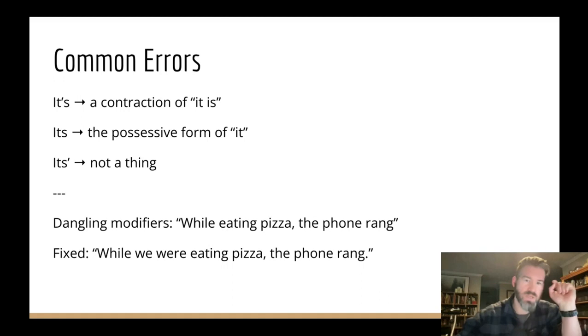Then last little one here is a dangling modifier, another grammar word, but if I read this first example, while eating pizza, the phone rang. Technically, what that says is that while the phone was eating pizza, it rang. That's not what we intended to say. What we intended to say, while we were eating pizza, the phone rang.